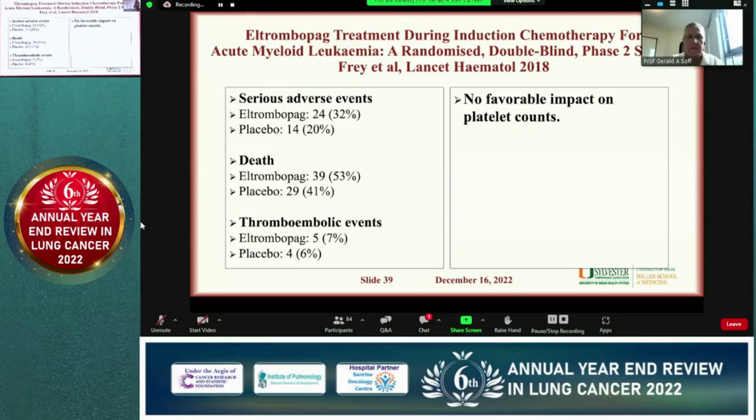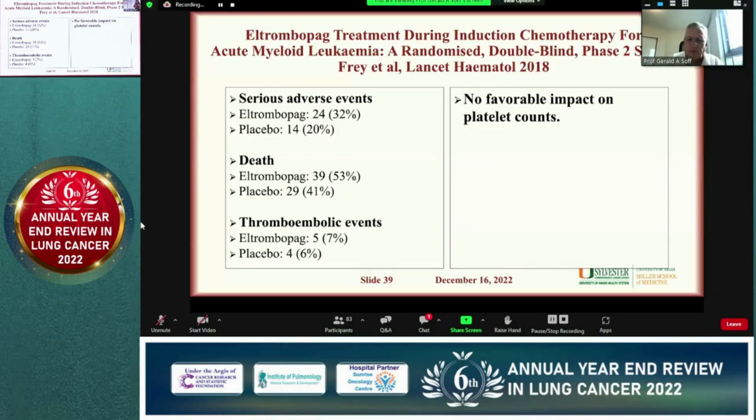But the results were quite, not just disappointing, but pretty shocking. So if you look at serious adverse events, 32% in the eltrombopag arm versus 20% in placebo. More serious adverse events in eltrombopag. If you look at death from all causes, there's a 12% higher rate of death with eltrombopag. Thrombosis was basically the same. So more adverse events and more death with eltrombopag, and it had no favorable impact on platelet count. So the safety signals were adverse, and the benefit signal was absent. So this is a pretty troublesome finding.